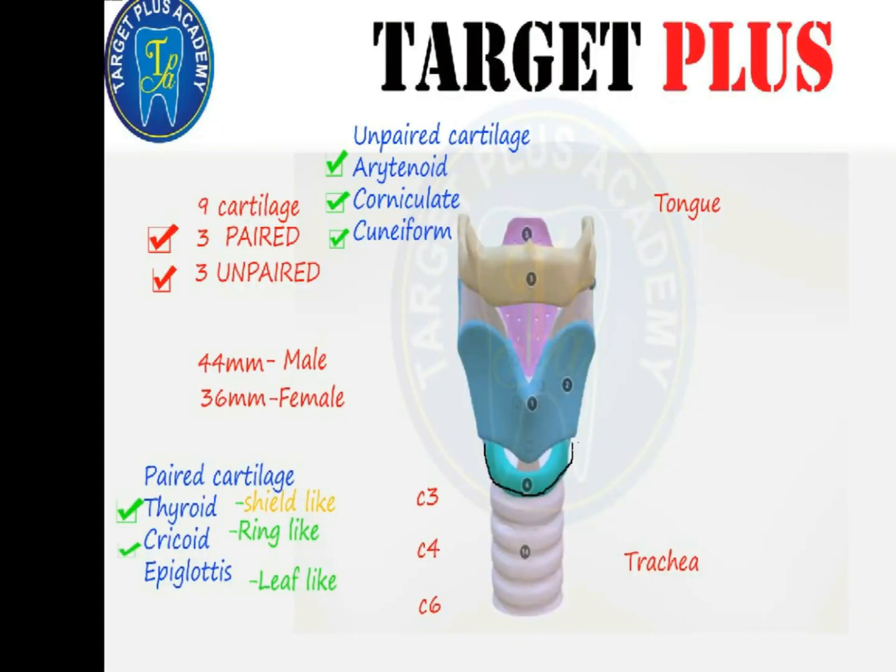Now next comes the cricoid cartilage. This cartilage is shaped like a ring. So you can clearly see this outline showing the ring. And it is a complete cartilage. So it encircles the larynx below the thyroid cartilage.